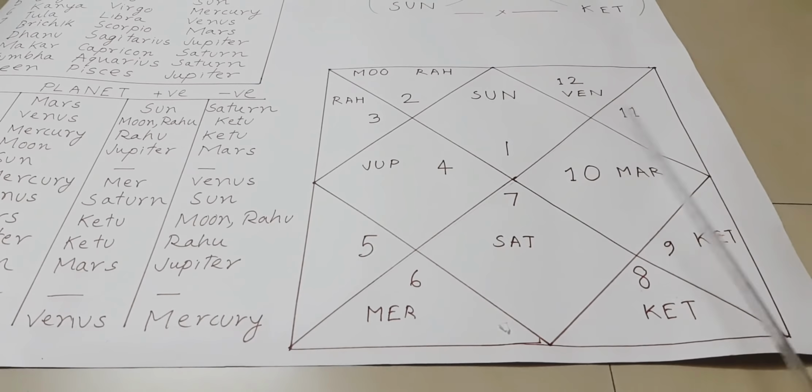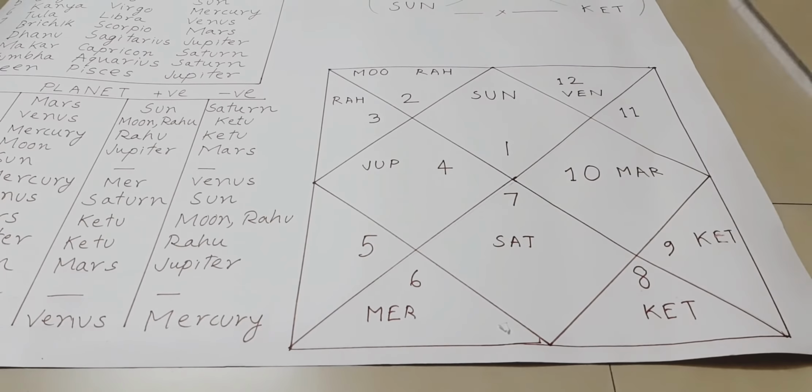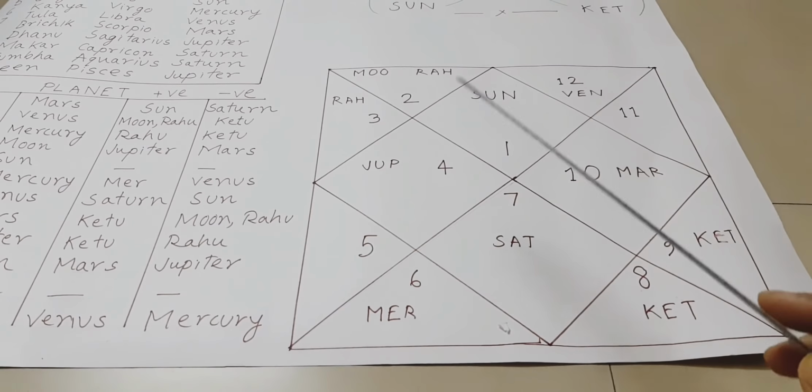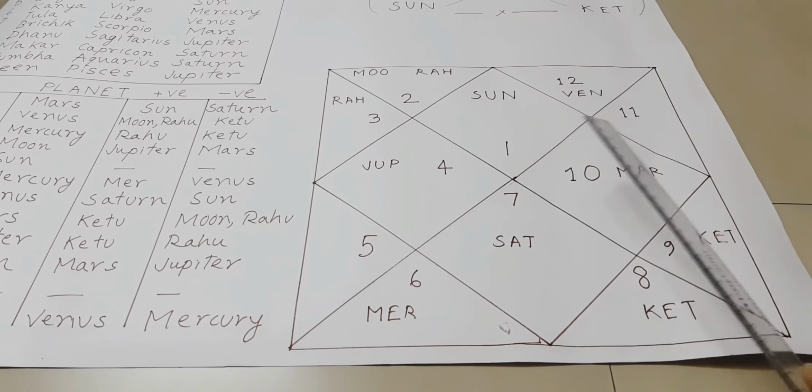And Jupiter, Saturn, Mars, they are having additional vision. Seventh vision is the most important thing. We do consider the seventh vision of a planet whenever we analyze the influence of any planet on a particular house.